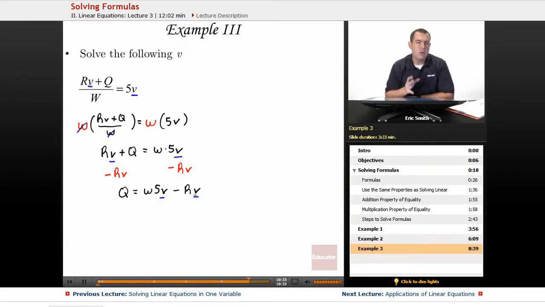And the way I'm going to do this is I'm really going to think of my distributive property, but I'm going to think of it in the other direction. So if both of these have a v, then I will pull it out front. I'll be left with a w5 minus r.